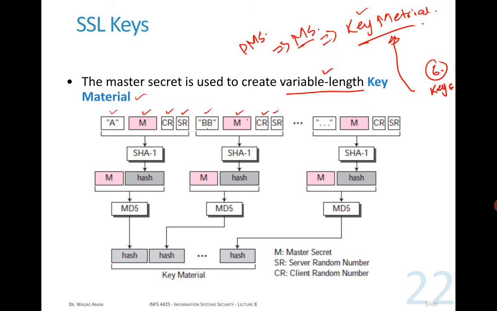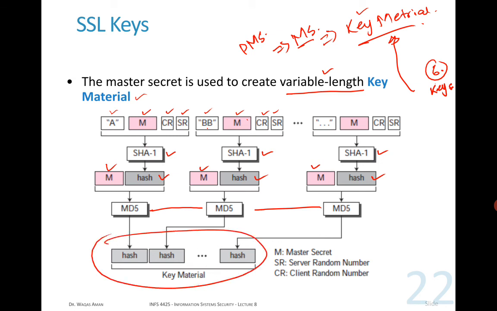It will be creating hashes, depending upon the requirements. The first hash is achieved using the SHA algorithm, so we'll be getting some digest value here. Again, with these hash values we will combine the master secret one more time using the MD5 algorithm, to create more digest values or more hash values. All of these output hash values are then combined and they give us the key material.